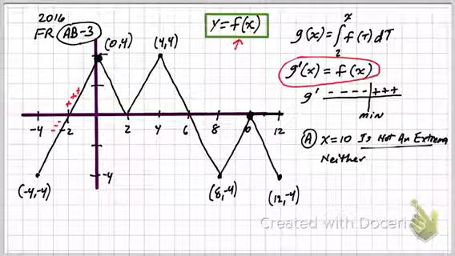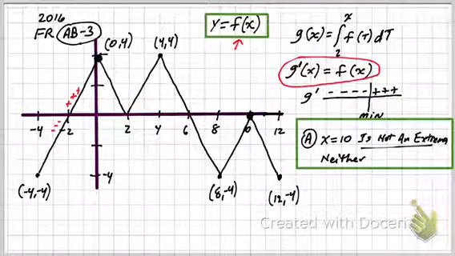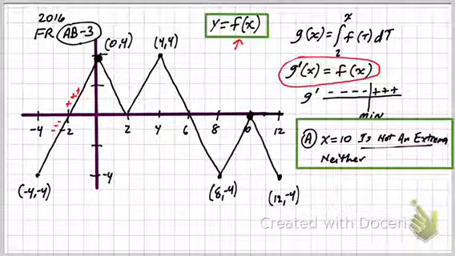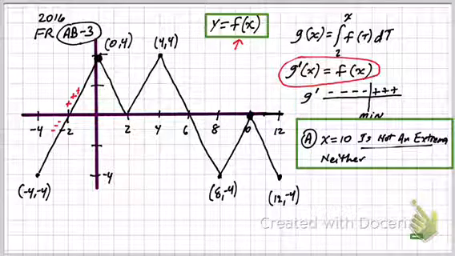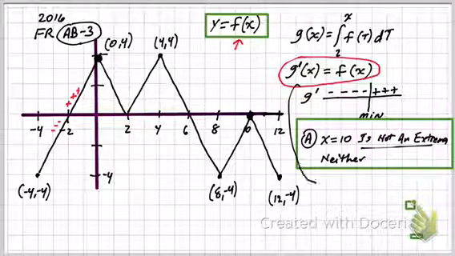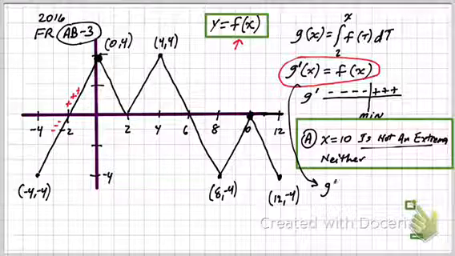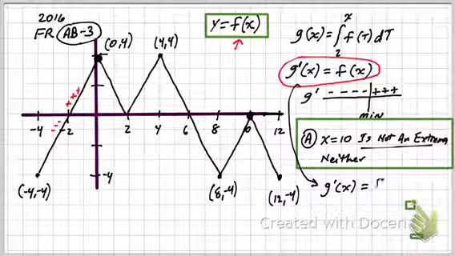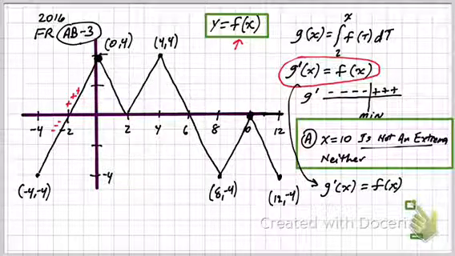Now, where does the minimum occur? The minimum does occur at -2, doesn't it? What does part B say? Does it have an inflection point at x equals 4? How do I go from G prime to G double prime? Right in here, I know that G prime is equal to F. How do I go to G double prime?